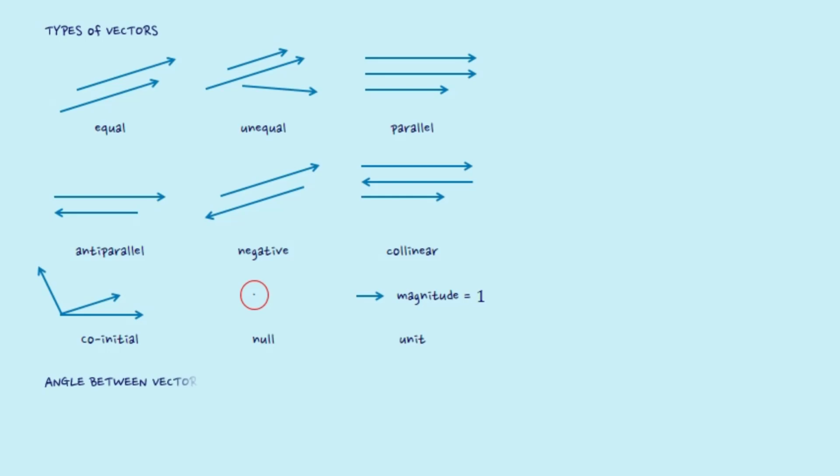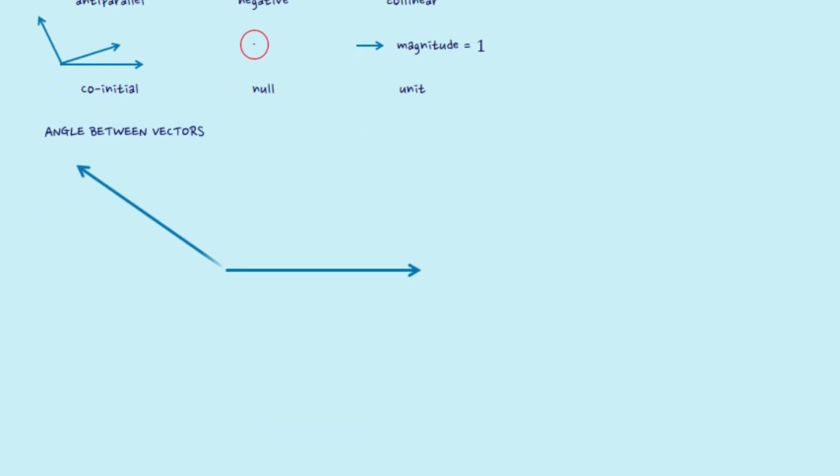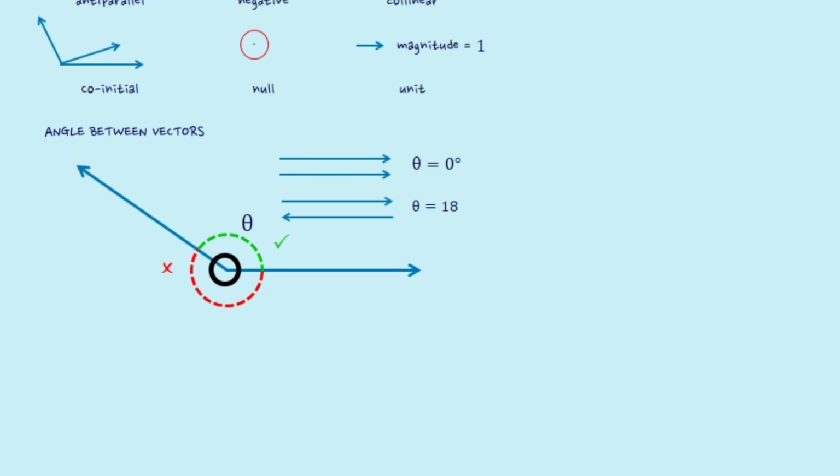In vector algebra, we will see the importance of finding the angle between two vectors. When two vectors are placed with their tail at the same point, then the angle between them, which is less than or equal to 180 degrees, is called the angle between the two vectors. So, parallel vectors have zero angle between them and antiparallel vectors have 180 degrees between them.